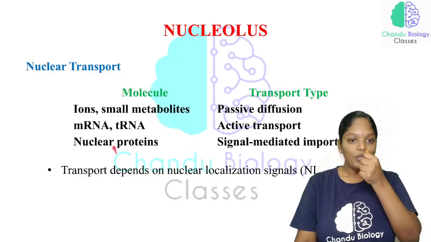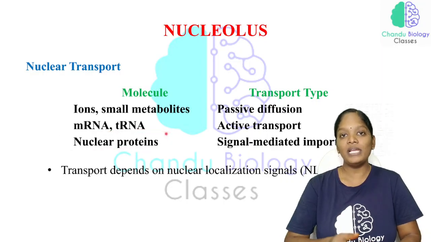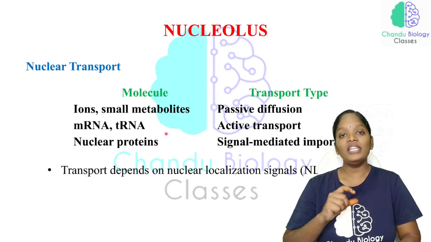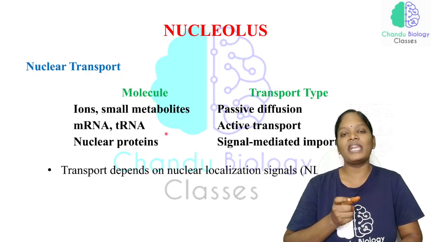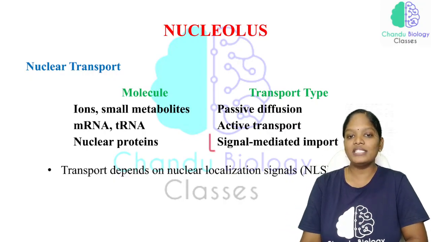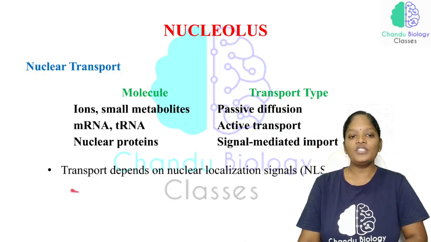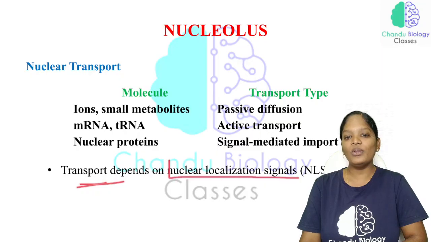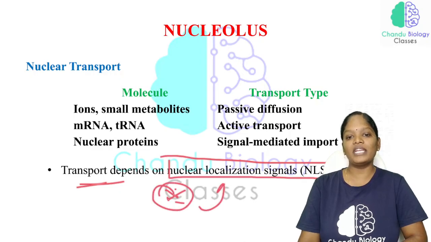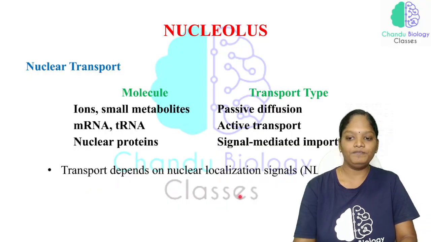Okay, now nuclear proteins. If any nuclear protein has to be sent out from the nucleus or sent inside the nucleus, definitely it needs a signal. For example, RAN GDP. Okay, so that is very important, that needs signal mediated import, signal mediated export. Now this transport depends on the nuclear localization signals. All this transport is based on the nuclear localization signals only.